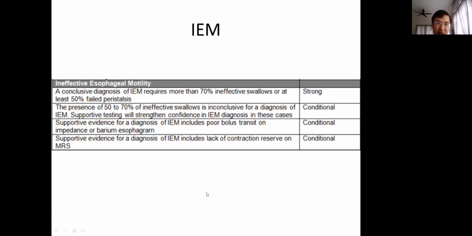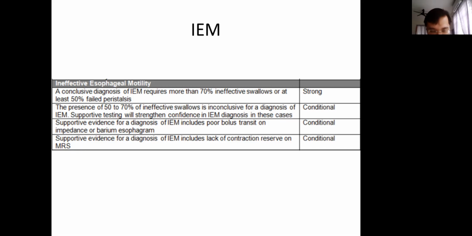So coming to ineffective esophageal motility. The only difference between IEM currently and the previous one is that they are more stringent in the criteria of diagnosis. Previously at least 50%, now it becomes 70%. So they have tightened the conditions for IEM. And on top of that, you need symptoms to be present.